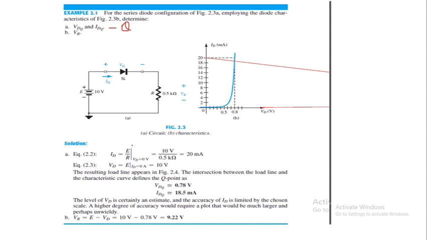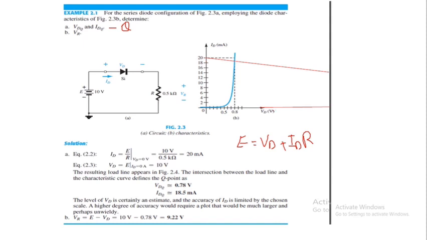So for part A, we first have to draw the load line. To draw the load line, we need to find 2 points which actually define that line. Since we know when we apply KVL on this circuit, the KVL gives us this relation, that is E is equal to VD plus VR, that is ID into R.